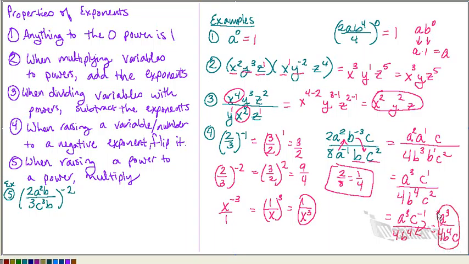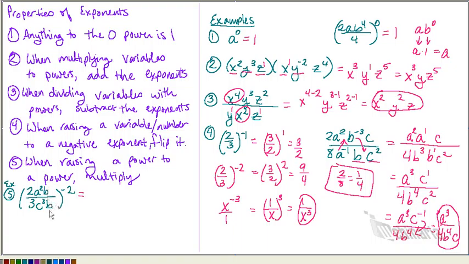Now, property 5, when raising a power to a power, you multiply. And I'll show you what I mean in example 5. Now first, we know that when we think about PEMDAS, we do things inside parentheses first. Is there anything we can do inside the parentheses? Well, I see a b on top and a b on the bottom. What I can do is cancel out those b's.